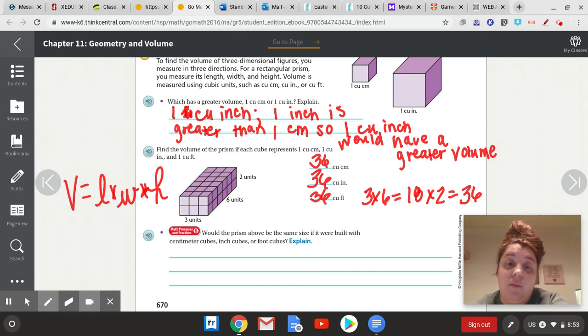Would the prism above be the same size if it were built with centimeter cubes, inch cubes, or foot cubes? All right. No, it wouldn't. Explain. And I'll just talk you guys through this instead of writing all this down. You can write while I talk if you'd like, but a centimeter cube is only this big. All right, here, let's do this.